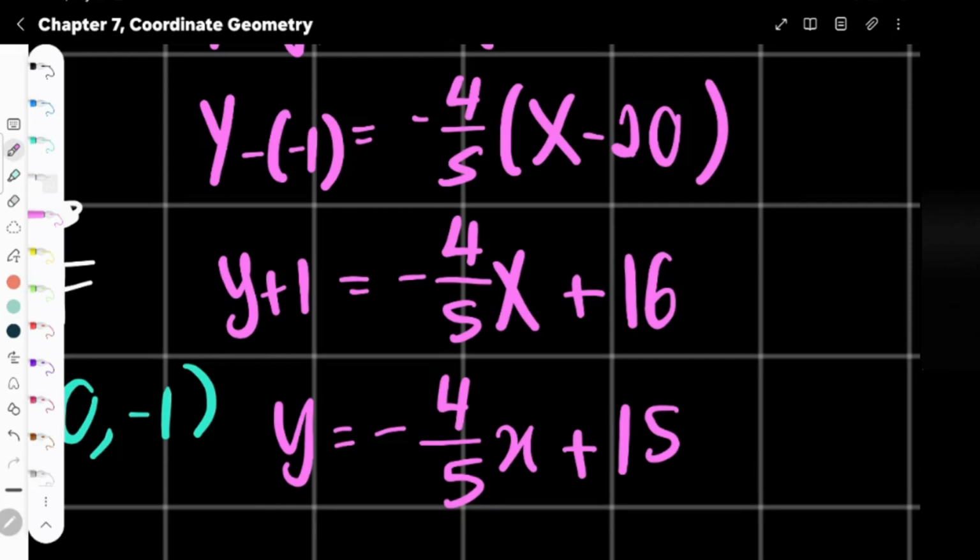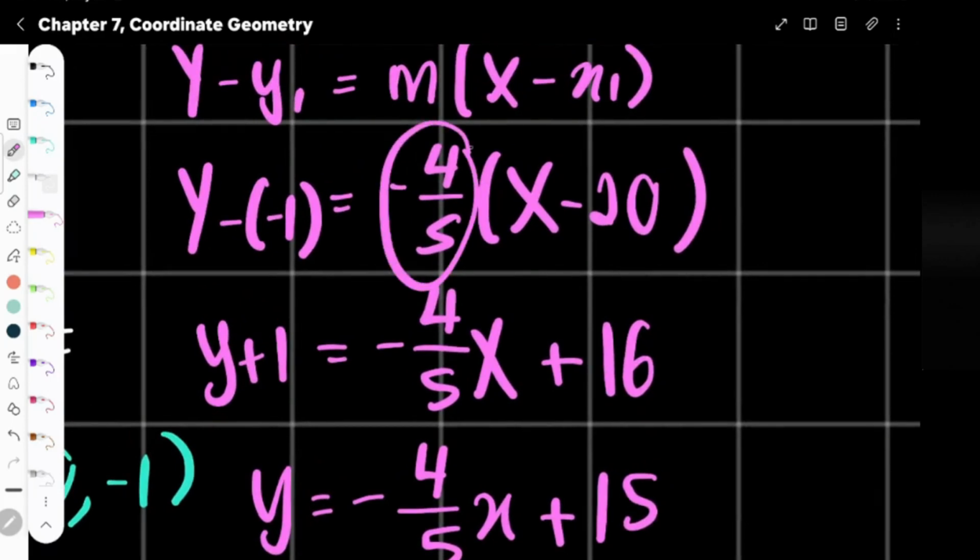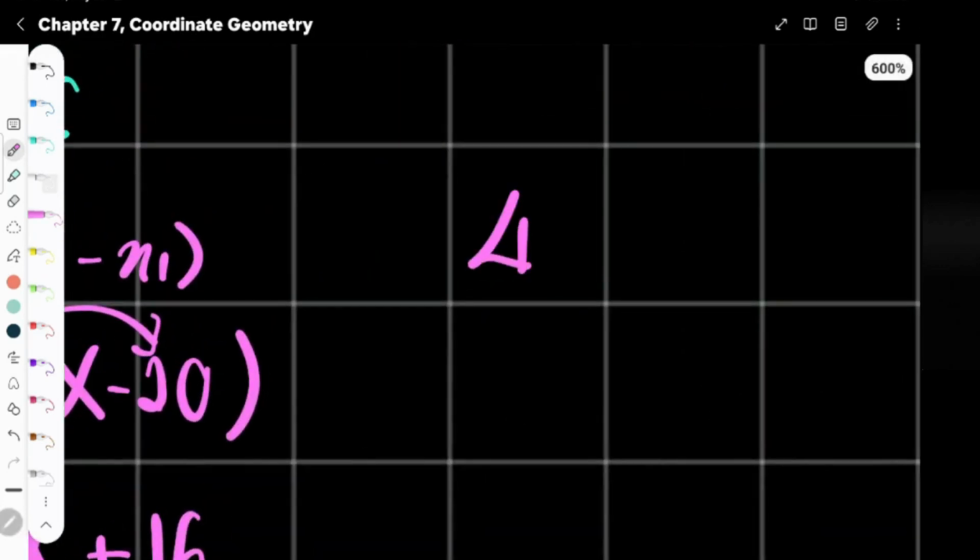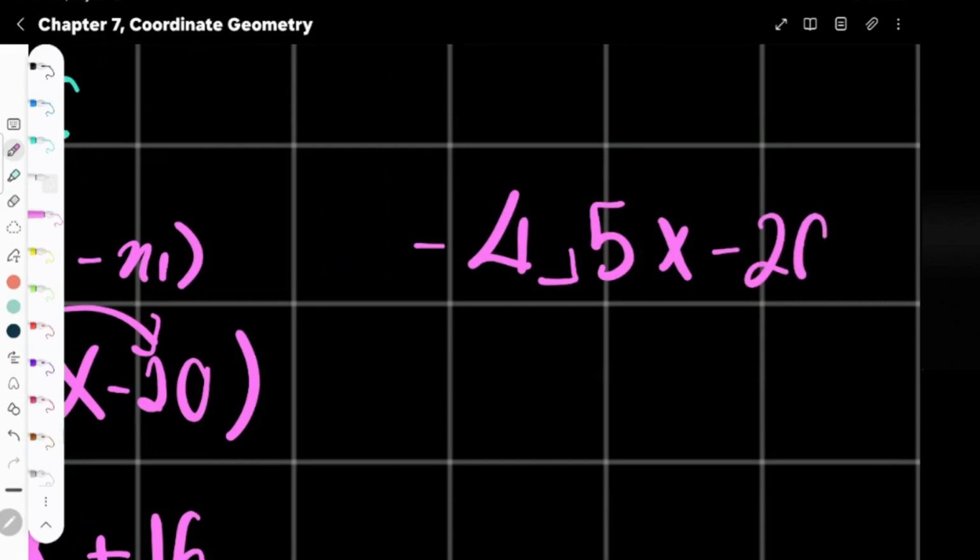How do I get 16? Did I use it wrong? Wait. This one here, negative 4 over 5 times negative 20. Or you can do like this, 4 over 5 times 20. Yeah, 16. Press your calculator properly. The calculator will be 4 over 5 times 20. Or if you use negative 20, you should get the answer actually. Do you get 16?